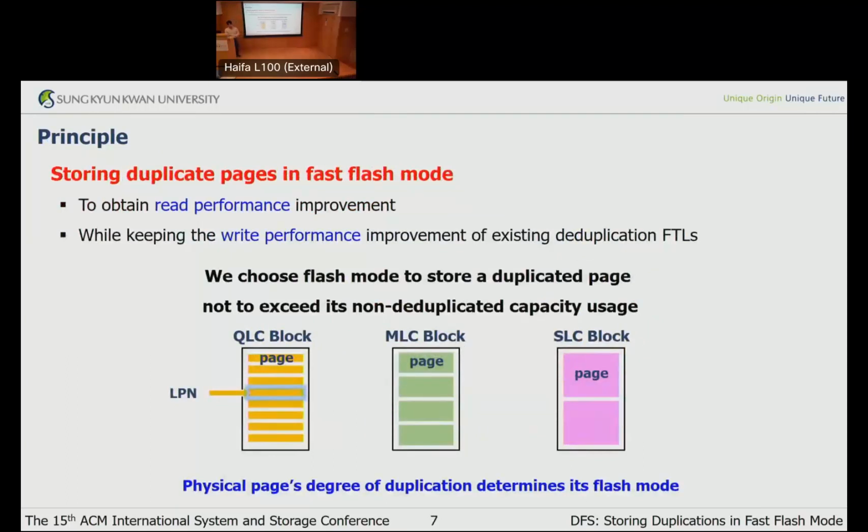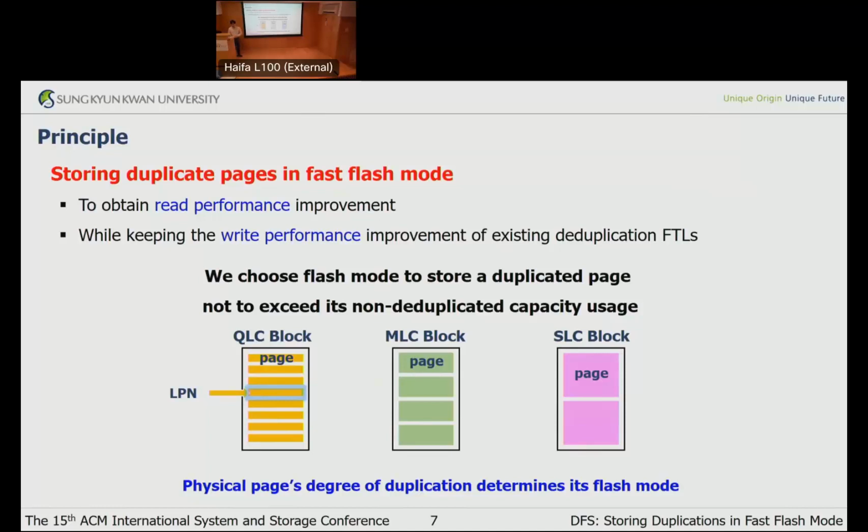Combining these two observations led us to a simple principle. Let's store deduplicated pages in fast flash mode. It will make the read operations to the deduplicated pages fast, while the duplicated write will still enjoy the improved performance from deduplication.